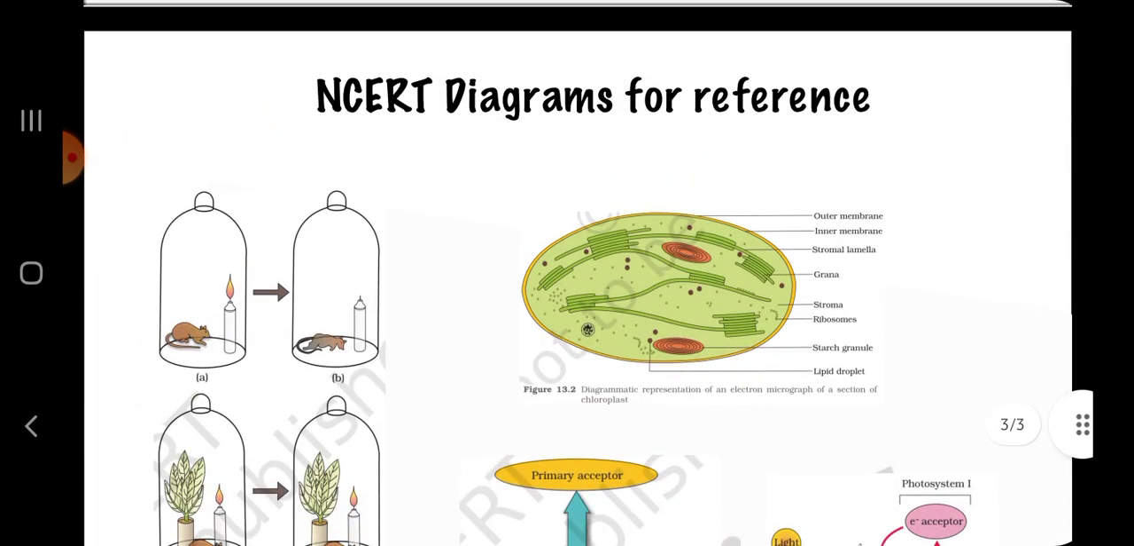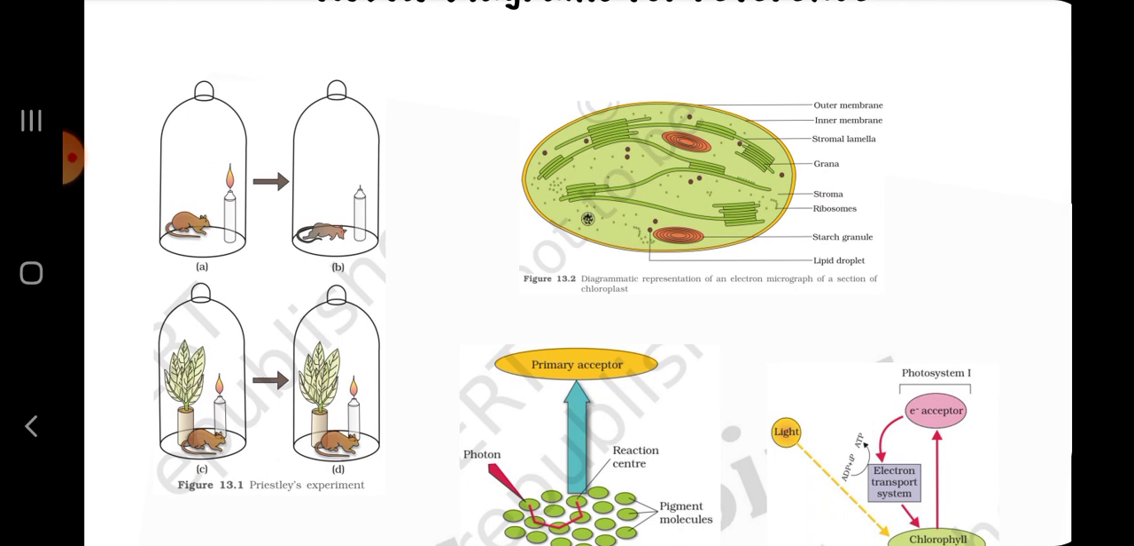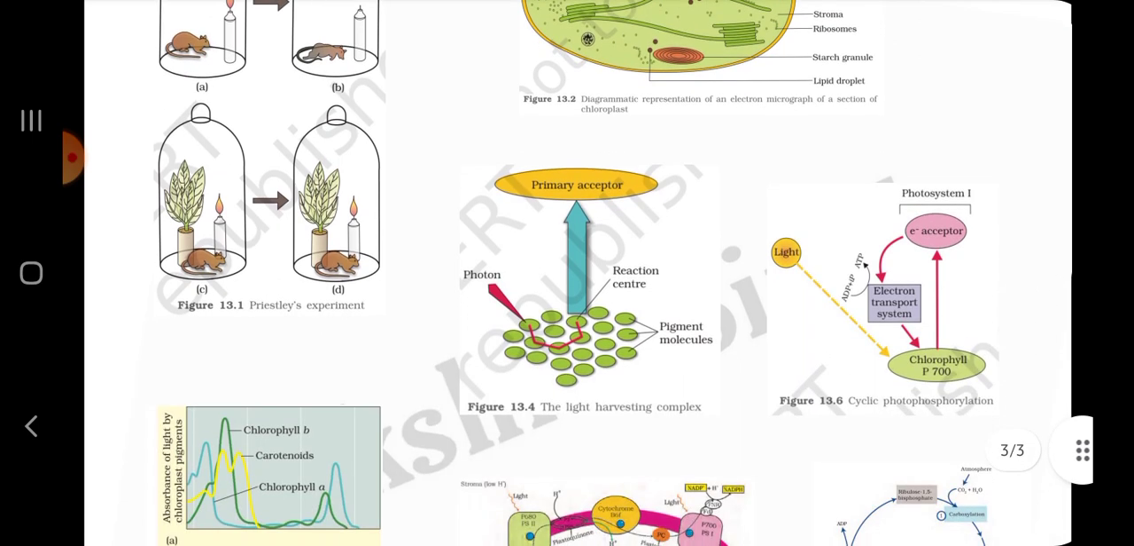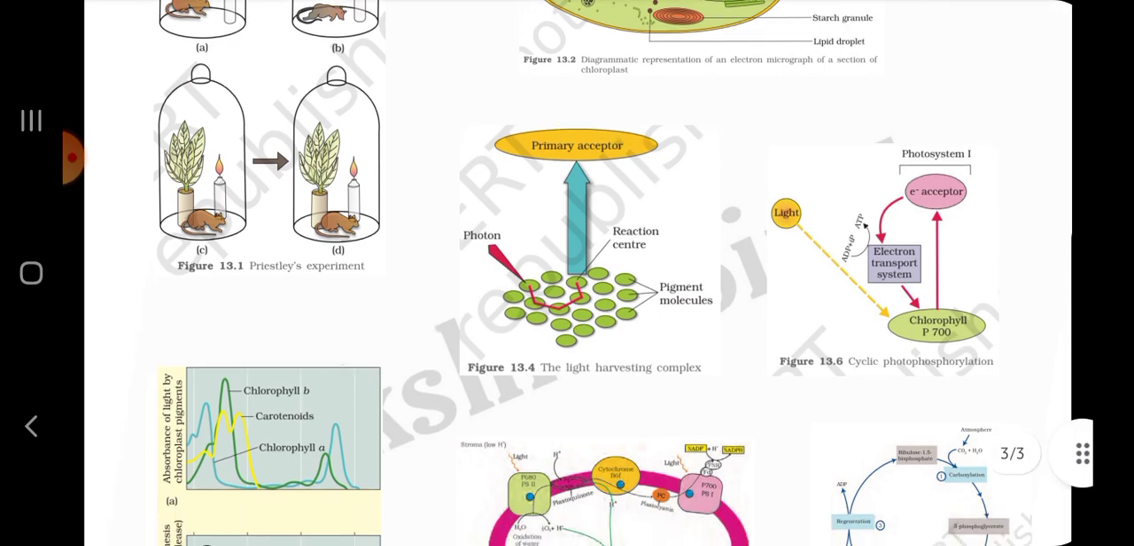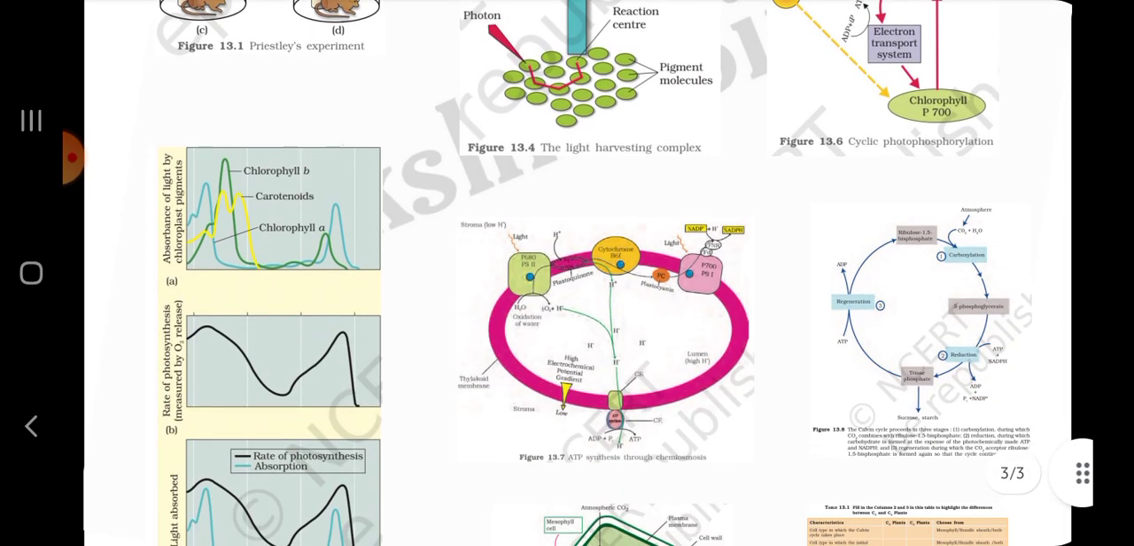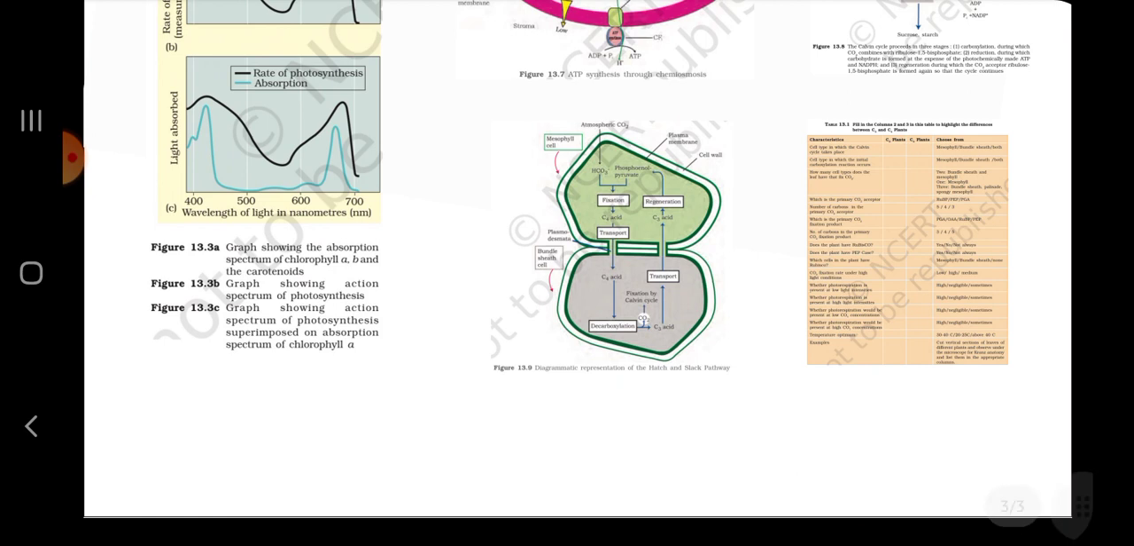These are the NCERT diagrams for your reference. This is a diagram of a section of chloroplast. This is the light harvesting complex, cyclic phosphorylation, ATP synthesis, and diagrammatic representation of the Hatch and Slack pathway.